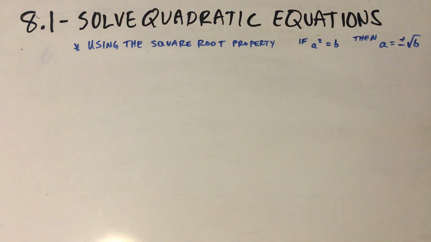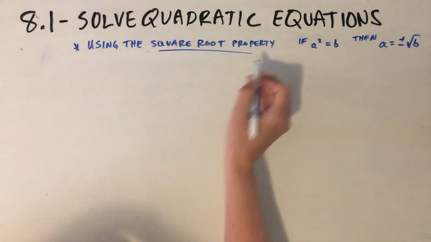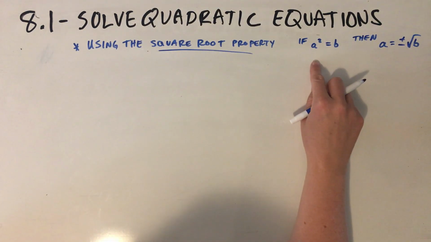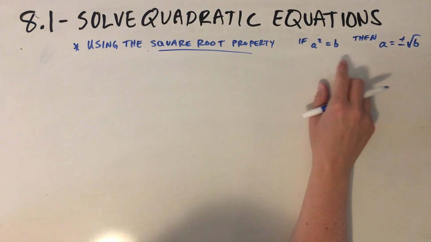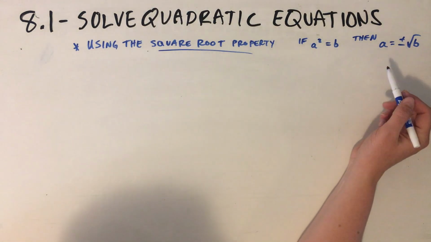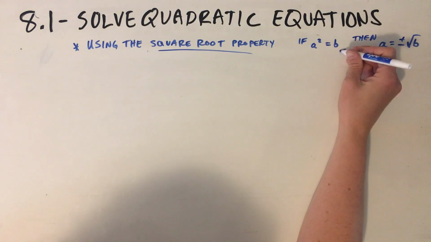Alright class, welcome back. So this is going to be the video for 8.1, which is going to be working on different ways to solve quadratic equations. This specific video is going to be about using the square root property. Basically what the square root property says is that if a squared equals b, then a is equal to the plus or minus square root of b. Of course, b has to be a real number.